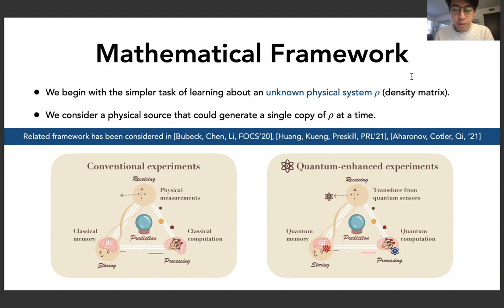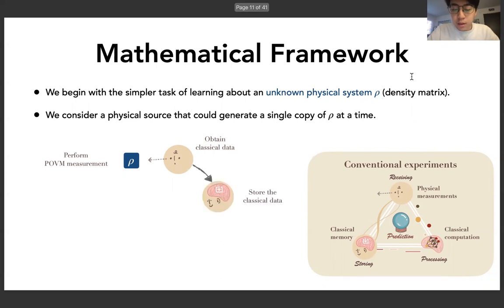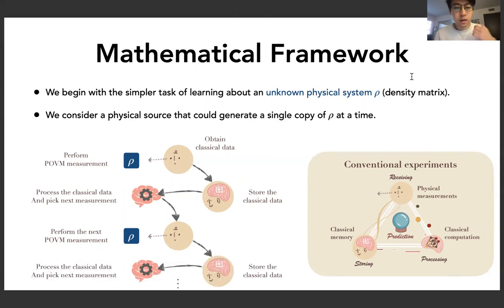In this framework, we will first consider the definition for conventional experiments, which is also referred to as algorithms without quantum memory in this work. So for conventional experiments, we have a classical agent running a classical algorithm that could perform some POVM measurement on the physical system rho to obtain classical data. After obtaining the classical data, it will be stored in a classical memory. Then the classical data will be processed through classical computation to select the next measurement. For example, in the first experiment, one might want to measure certain properties. In the next experiment, given those properties, one might want to change the measurement basis in order to measure different properties, etc. So now after selecting the next experiment, the classical agent would just perform the measurement, obtain classical data, store the classical data, process it again, and then repeat.